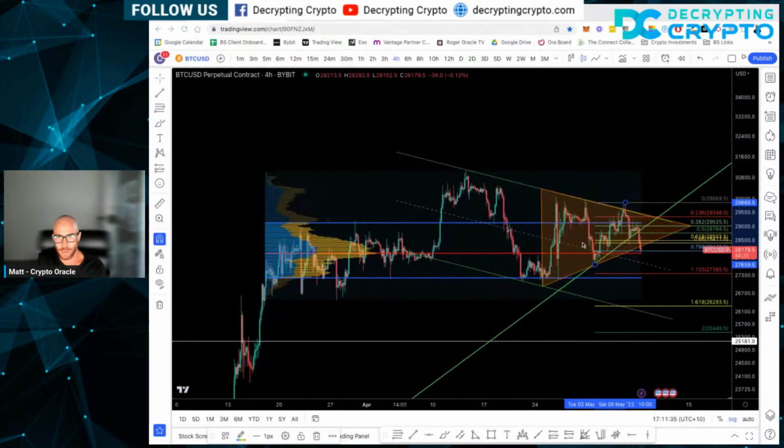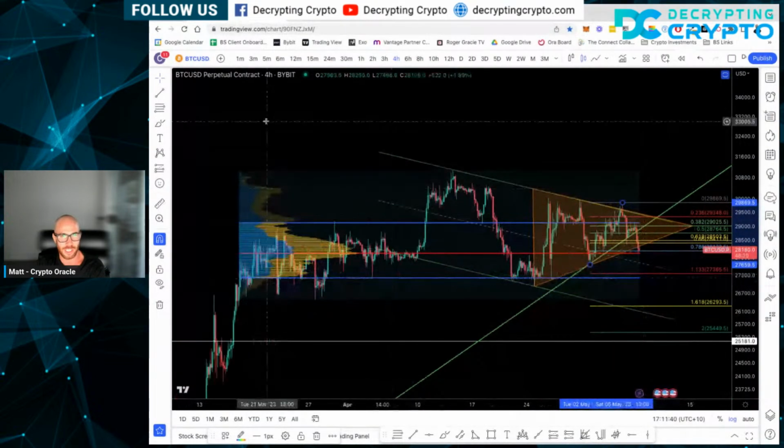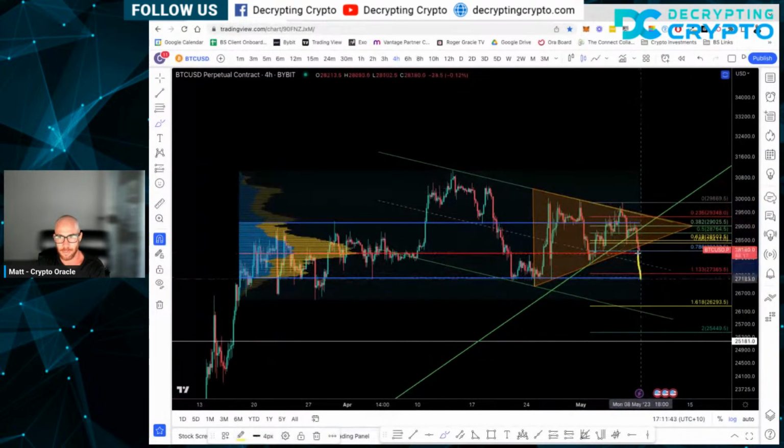Alrighty, so point of control, super important to hold. If we don't, we come back down to the value area. But I think we're just going to see a small bounce. We'll probably do something like this: bounce to the value area, come back up to the point of control, and then break down.